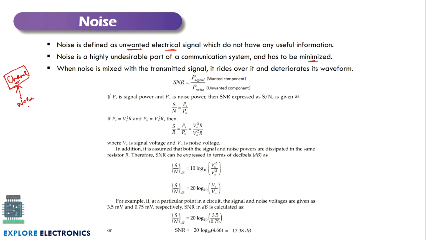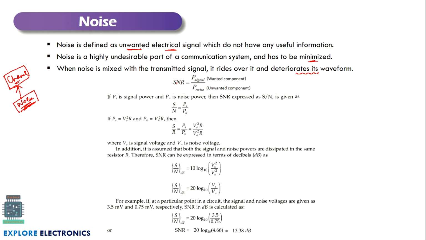If more noise is added with the signal we are transmitting, the information we are sending may be degraded. So we need to address this noise carefully. Noise reduction technique is one of the important parameters we are going to understand. When noise is mixed with the transmitted signal, it rides over it and distorts the waveform. It deteriorates and the signal is distorted.